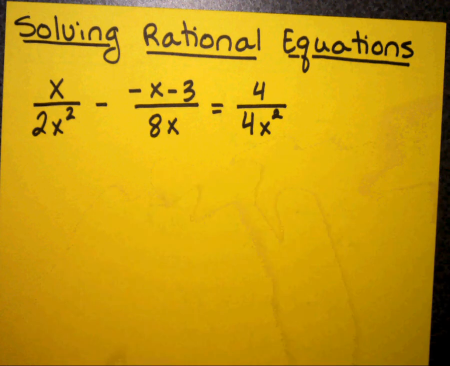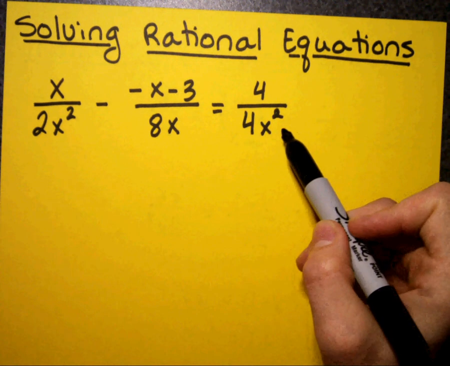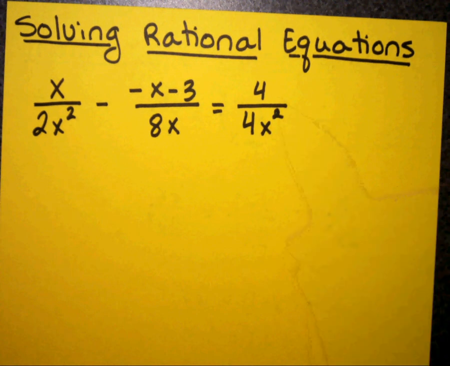Alright, so we're looking at solving rational equations. We have x divided by 2x squared minus negative x minus 3 divided by 8x equals 4 divided by 4x squared. The first thing that we want to do is to find a common denominator so that we can work with all the pieces at the same time.